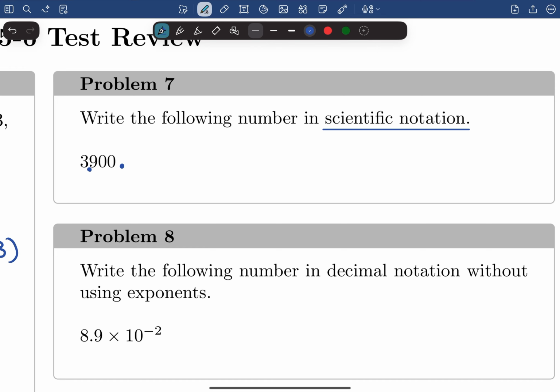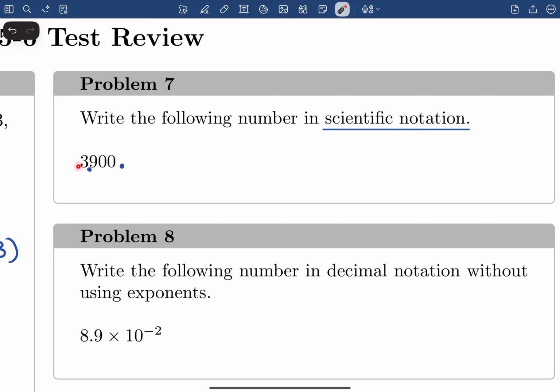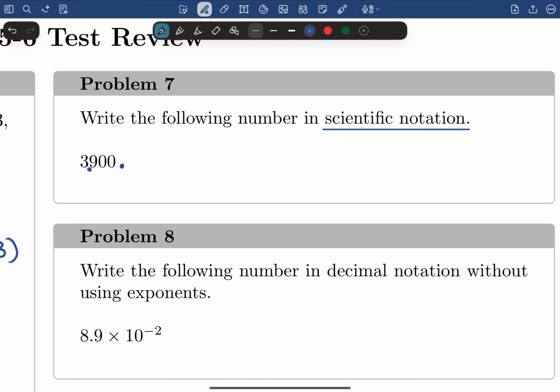The first number that's not 0, starting from the left, is the number 3. So this is the first sig fig. We always put the decimal in scientific notation after the first significant figure. Now, the question is, how many places do I have to move the decimal where it currently is located to get to where I want the decimal to be? And that is how many spaces? 1, 2, 3 spaces. So we have to move the decimal 3 places to the left. Okay, and 3,900 can then be written in scientific notation as 3.9 times 10 to the third.